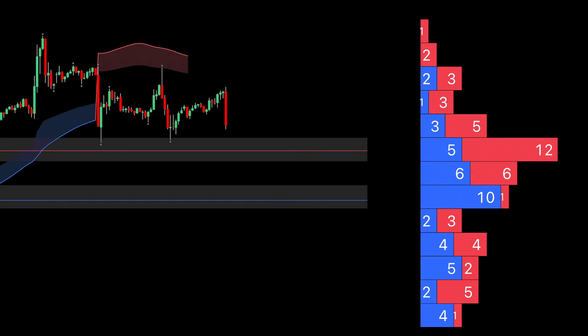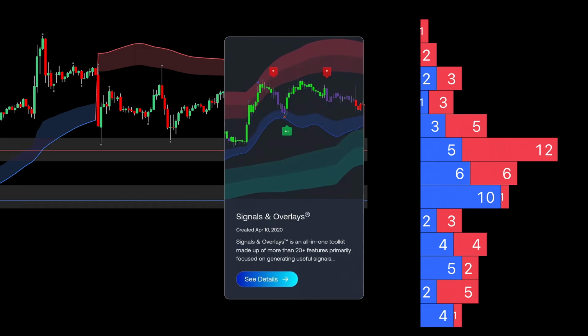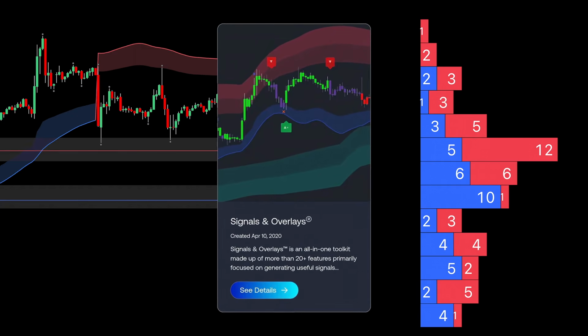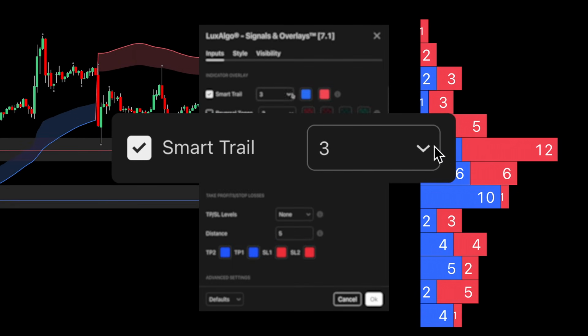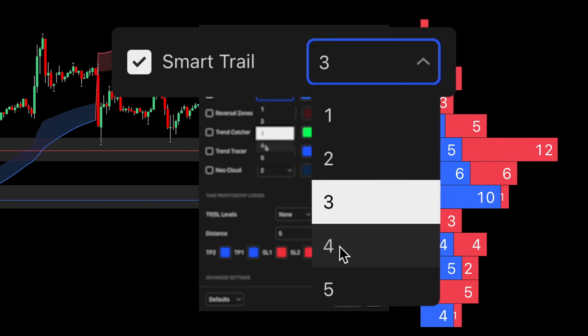Next, we'll add a secondary condition to help time our entry. For this, we're using the LuxAlgo Signals and Overlays Smart Trail feature. This tool is excellent for identifying reaction zones that complement the pivot levels. We'll increase its sensitivity to 4, which helps isolate higher probability zones.